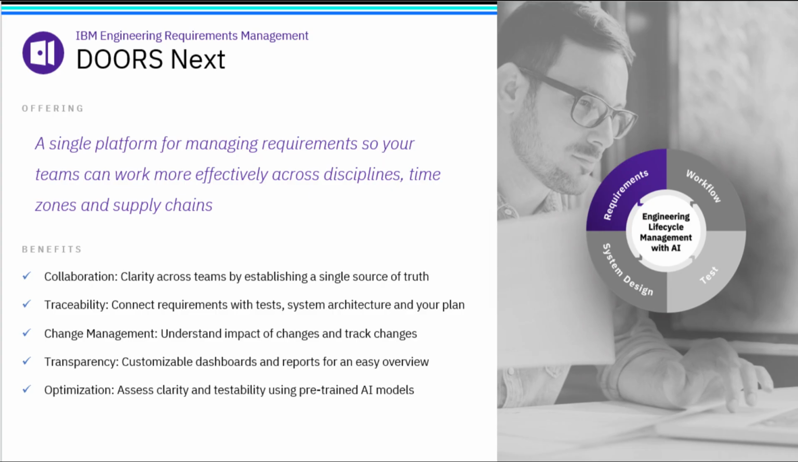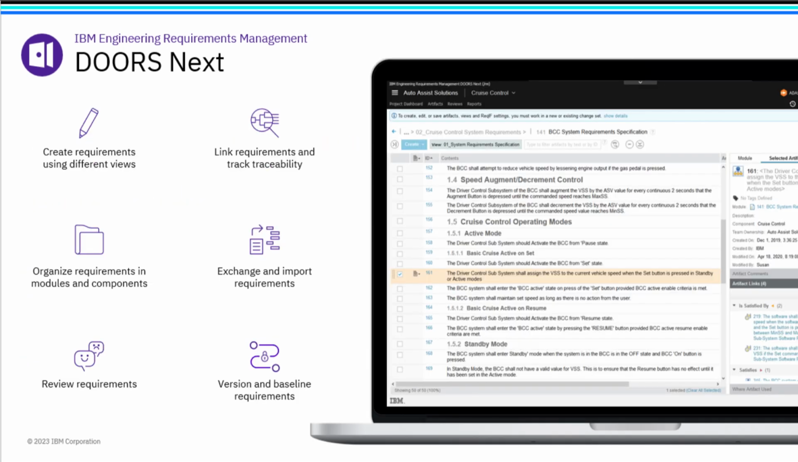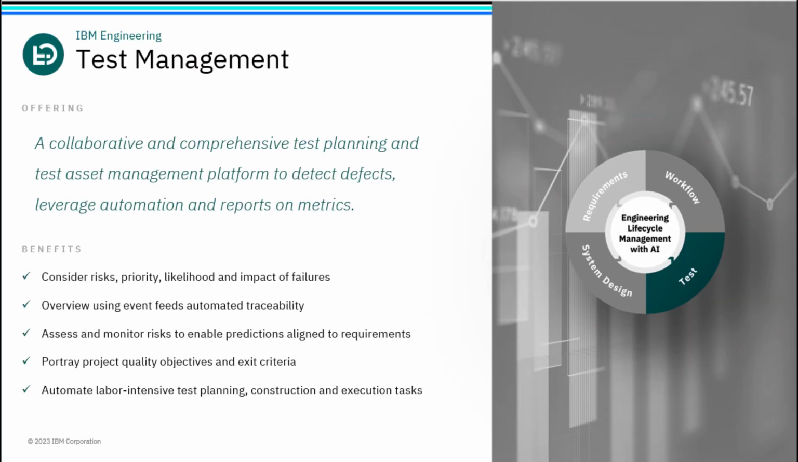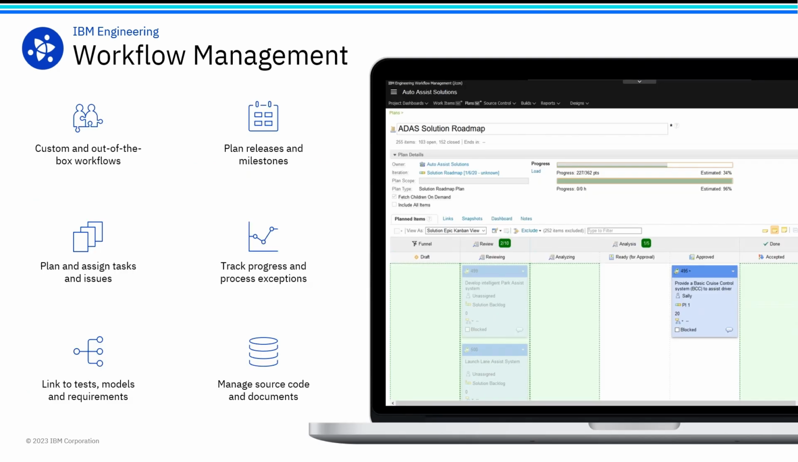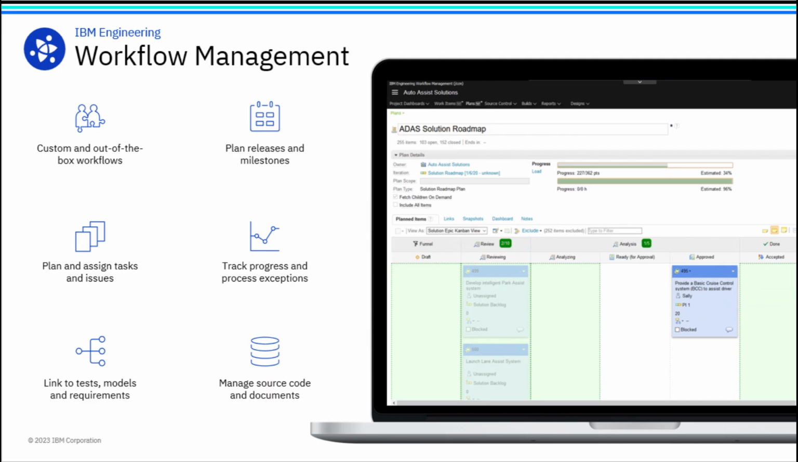Starting with IBM Engineering Requirements Management, DOORS Next. DOORS Next provides the capability needed to capture, develop and manage your requirements. IBM Engineering Test Management, ETM, allows your validation teams to manage, create, edit, review and approve test plans, cases and scripts that are linked directly to design requirements, architecture and work items. And finally, Engineering Workflow Management, EWM, for managing work effort across the life cycle, such as design change, day-to-day tasks, defects, issues, and risk management.